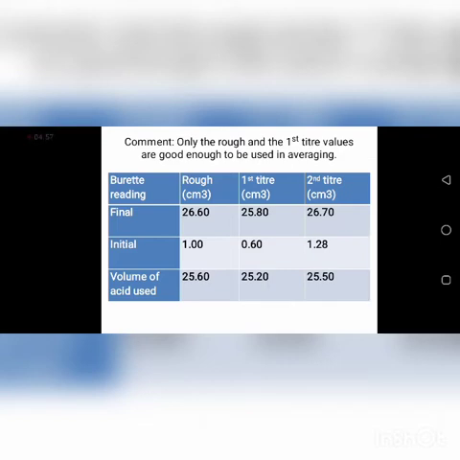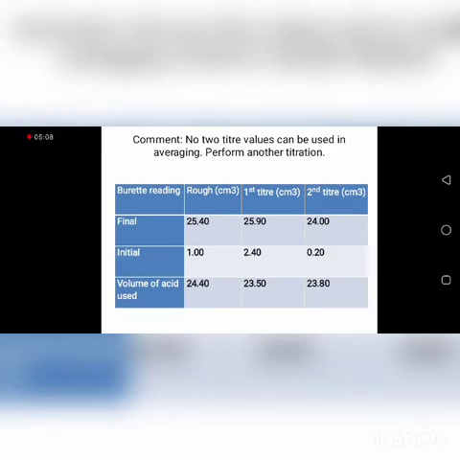So only the rough and the second titre value can be used in averaging in this table. So let's look at the last one. This one, the volume of acid used from each of them. No two titre values can be used in averaging. If there is no titre value, you can't get the average volume of acid used from your experiment. That means you need to perform another titration.